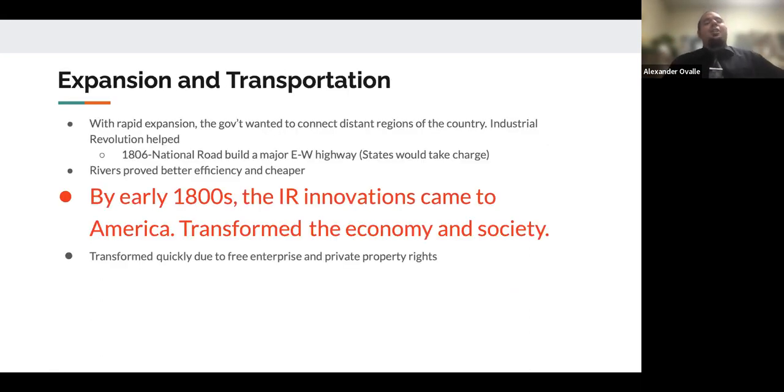Anyways. Expansion in transportation. With rapid expansion, the government wanted to connect the distant regions of the country. So the Industrial Revolution going on in Europe is obviously brought here to America. In 1806, the National Road was built, a major east-west highway. States would take charge in setting that up and creating it. Rivers proved better in efficiency and cheaper in prices for shipping, with steamboats and riverboats galore across America. By the early 1800s, the IR, meaning Industrial Revolution, innovations came to America. It's going to transform the economy and society, as we all know from last year. And the country is going to quickly transform due to free enterprise and private property rights.